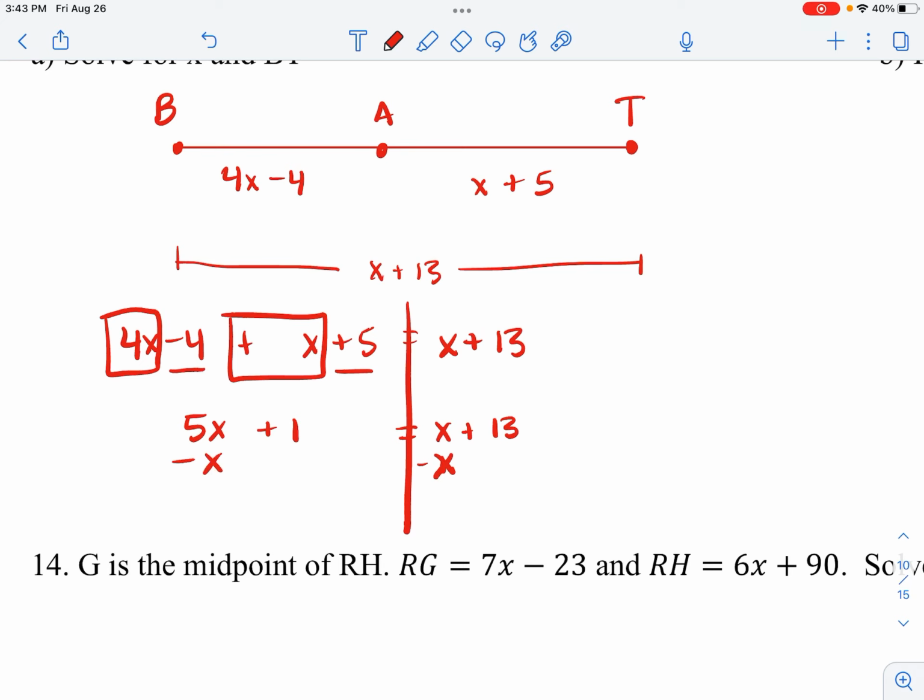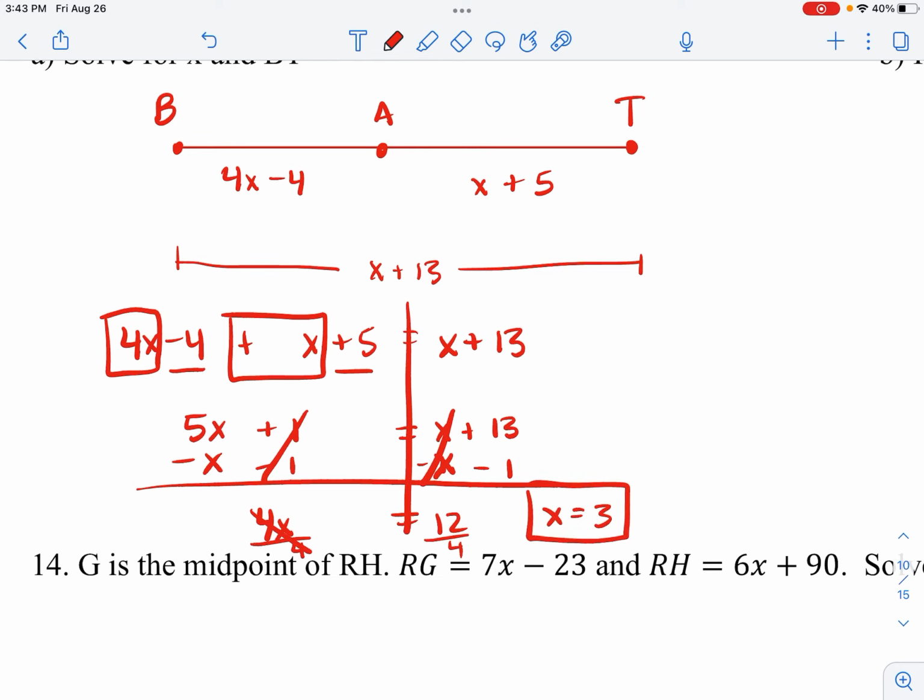Bring the variables to one side. I personally would keep them positive. And then if you want to, you can knock this over to the right side really, really quickly. And we get 4x is equal to 12. Last step, divide by 4, divide by 4. X is then equal to 3.